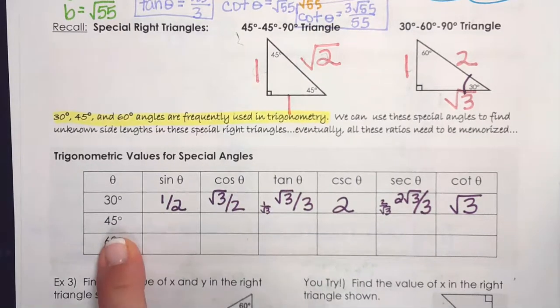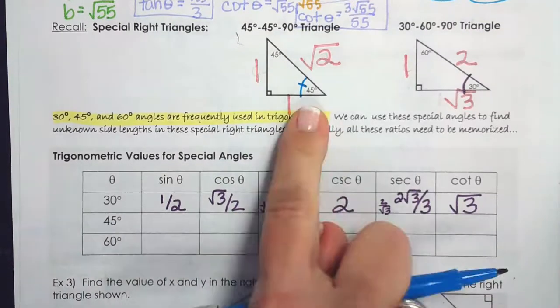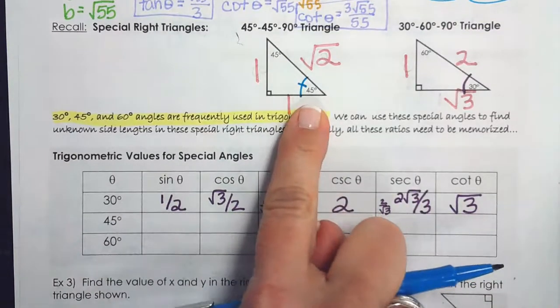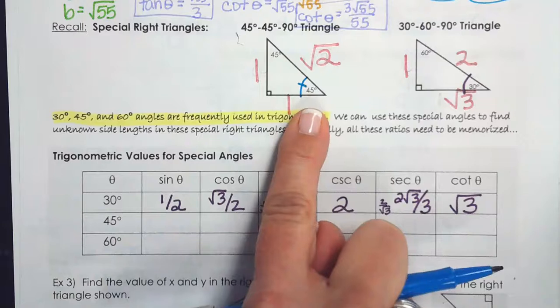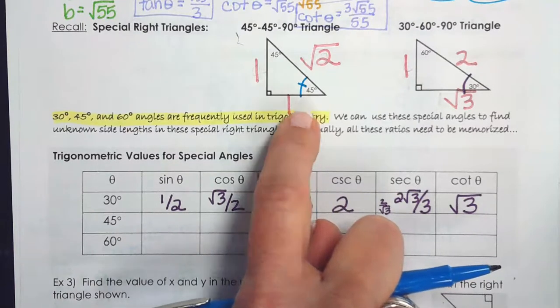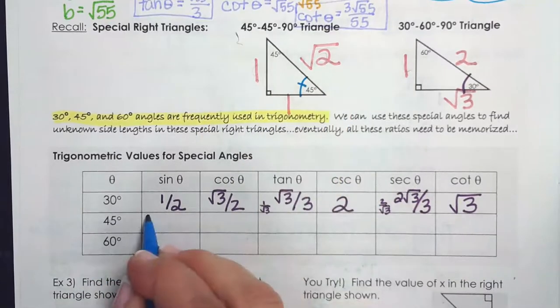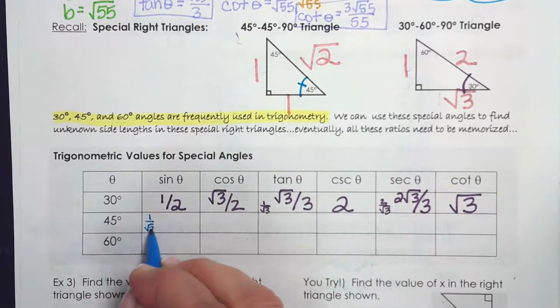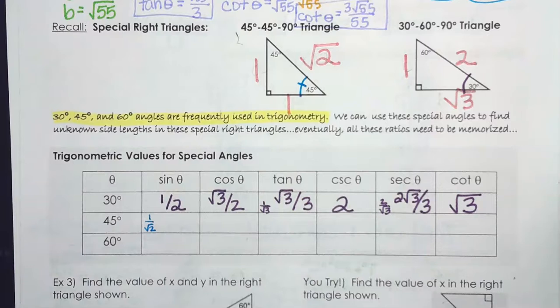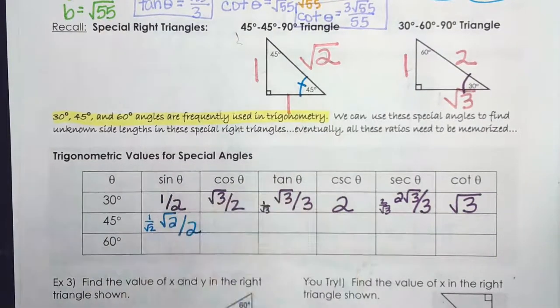Let's also find the ratios for 45 degrees. Let's go back to our 45, 45, 90 triangle and try to find these ratios. The sine of 45 is opposite over hypotenuse. So that's 1/√2. Uh-oh, we need to rationalize. So we'll multiply by √2/√2. That gives me √2/2.